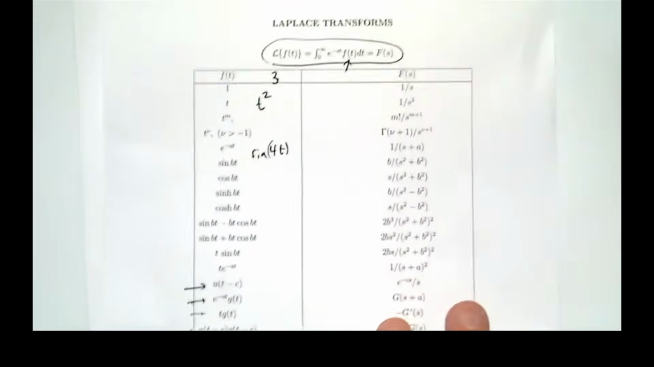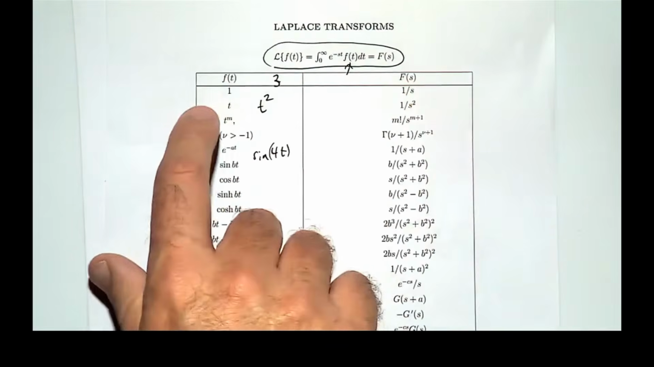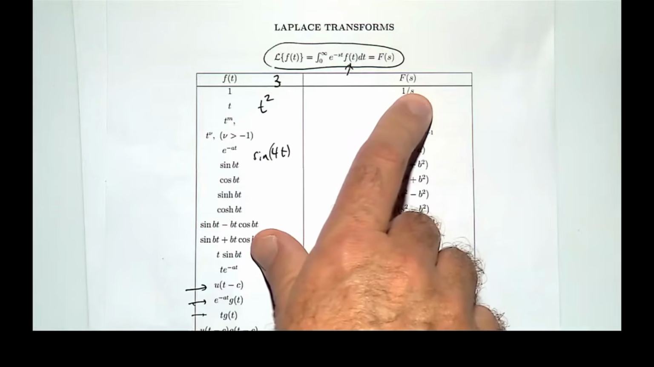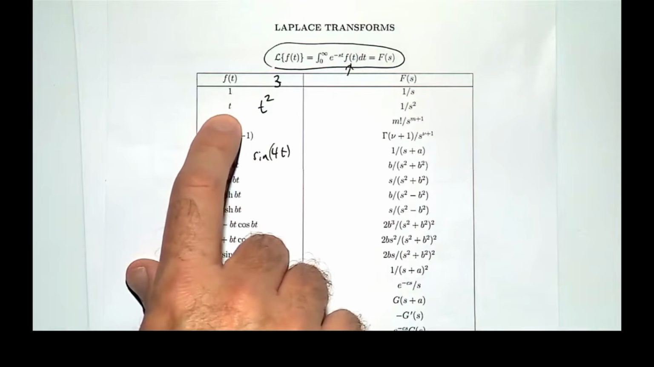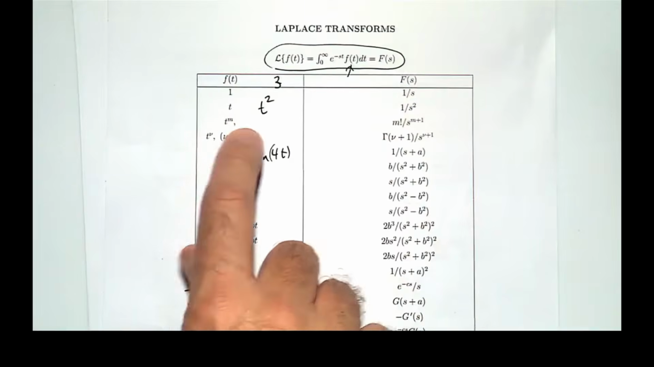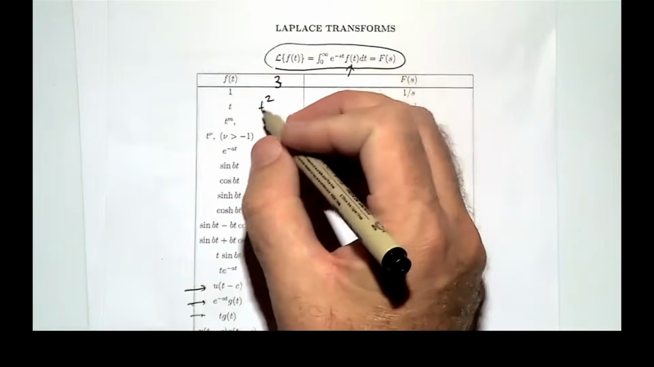So let's do a couple more problems and see how we go. We had a bit of a game yesterday about using the table. So the Laplace transform of the constant function 1 is 1 on s. The Laplace transform of the constant function 3 will be 3 on s. The Laplace transform of t will be 1 on s squared. And then you have a general power rule, where m is an integer.